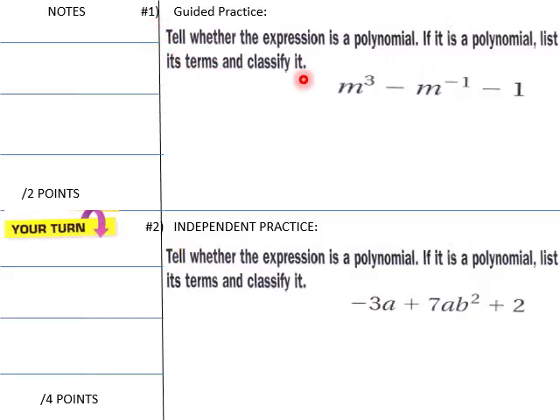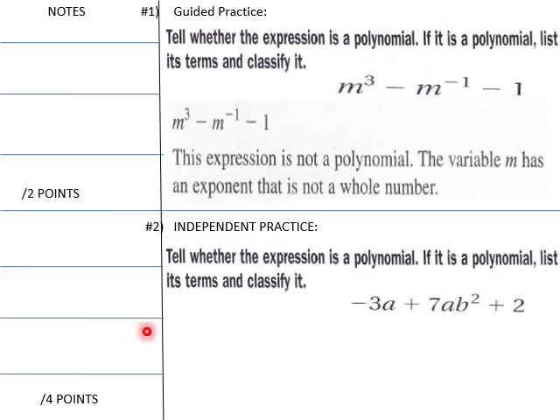Now, tell whether the expression is a polynomial. If it is a polynomial, list its terms and classify it. Same thing down here, students. This is for you to do. The expression is not. Why? The variable m has an exponent that is not a whole number. This is a negative exponent, so that means it's not a polynomial.